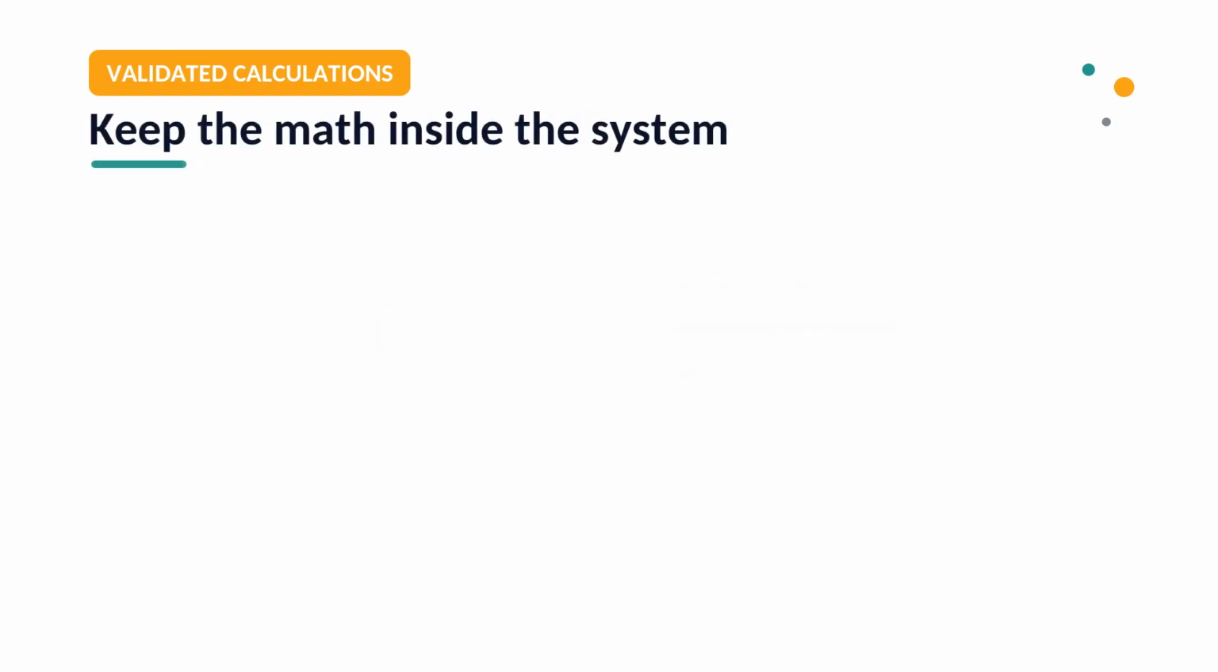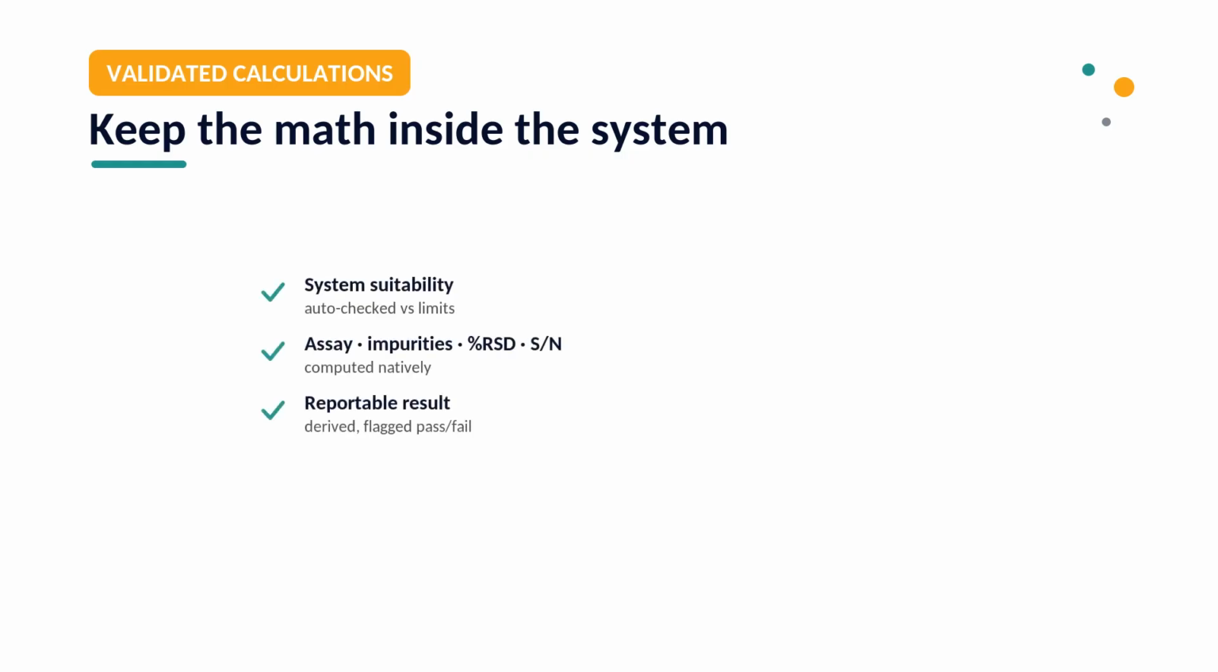System suitability checked automatically against acceptance limits. Assay, impurities, %RSD, signal to noise, computed natively. The reportable result derived and flagged pass or fail, with every parameter change captured in the audit trail. Validate the calculation once, and it's applied identically to every result, with no transcription.